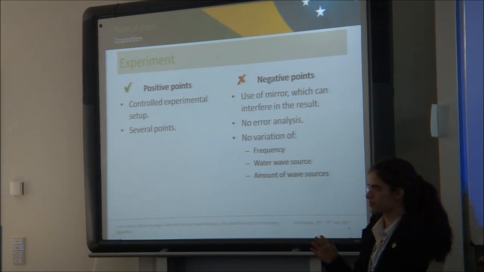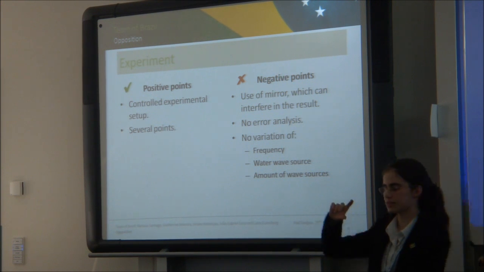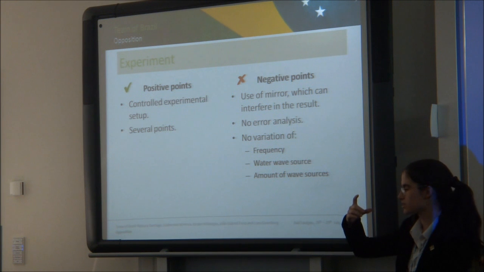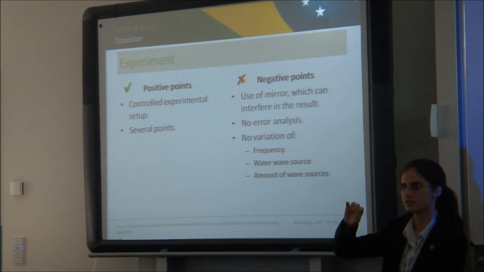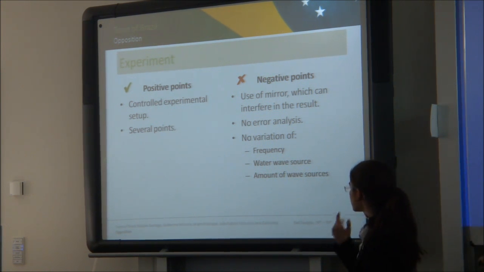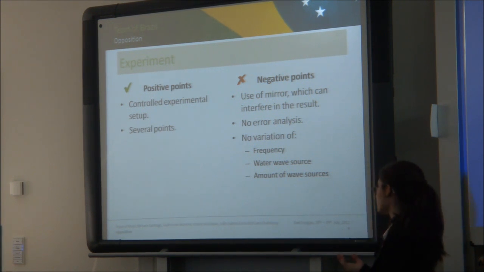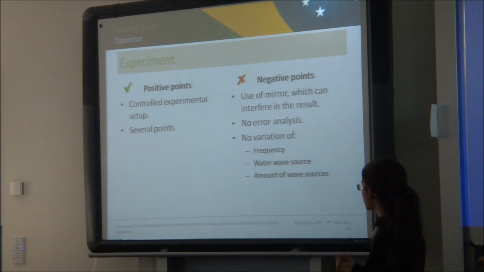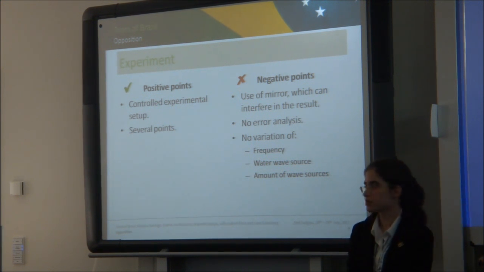So there is no error analysis that can lead us to a conclusion that the theoretical model agrees with the experimental data, because some of the points are totally out of the tendency of their theoretical model. We think that there is deviation. So there's no variation of some parameters I quoted before that they should have evaluated, in our opinion, in the theoretical model. And that's it.